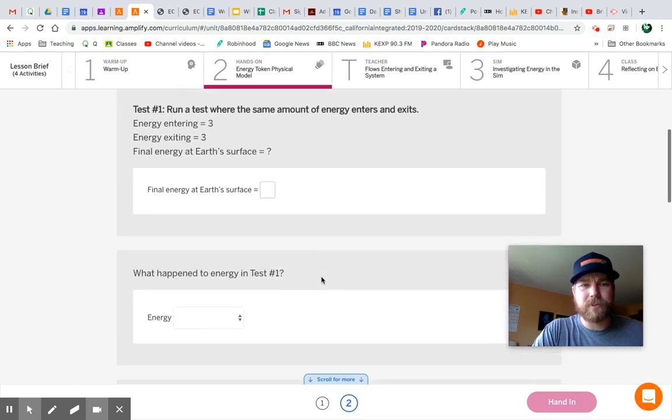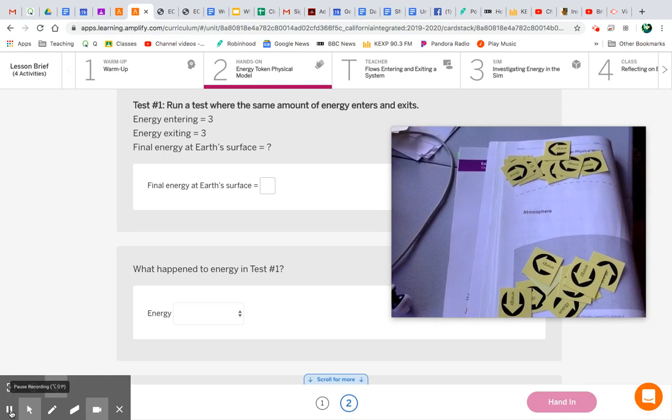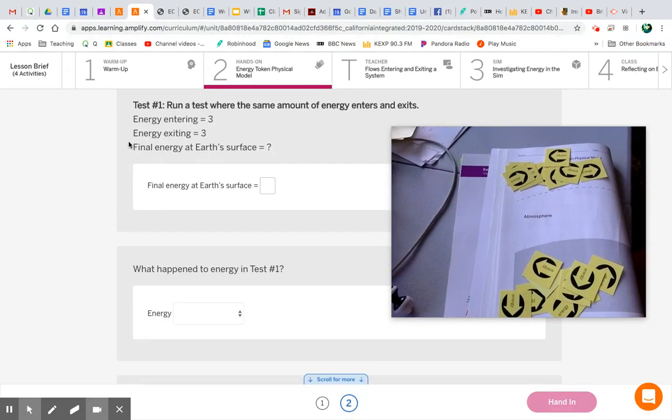Hey, let's look at this first one together. So it's test number 1. We're on a test where the same amount of energy enters and exits. Okay, energy entering 3. So I got to set up all my tokens. And here, let me see if I can actually show you what's going on. All right, so here we go. So the first thing it says is energy entering is 3.